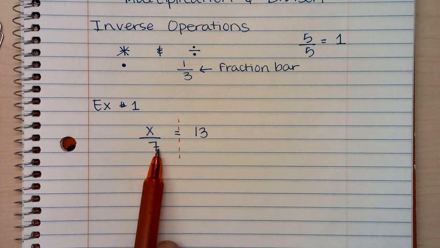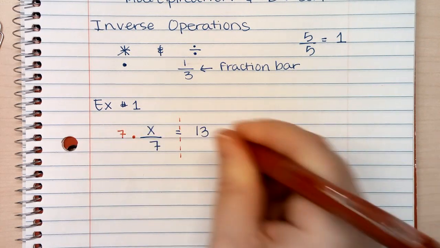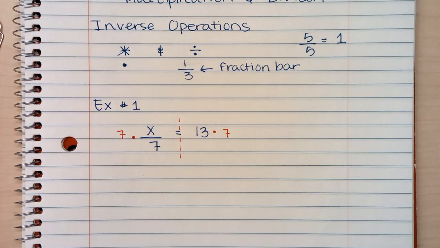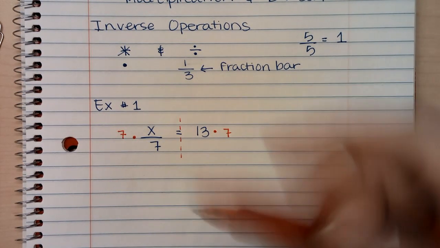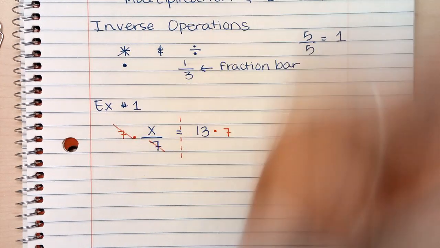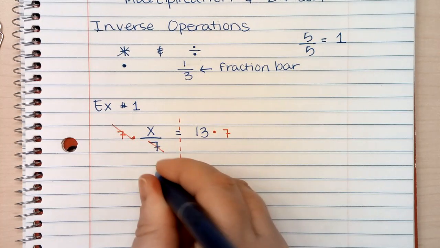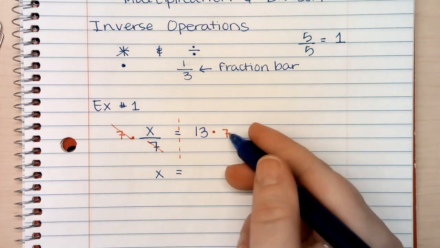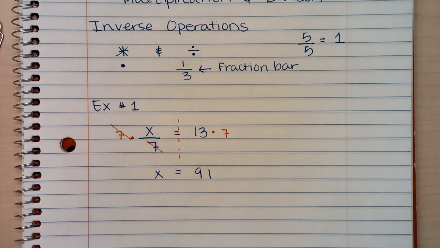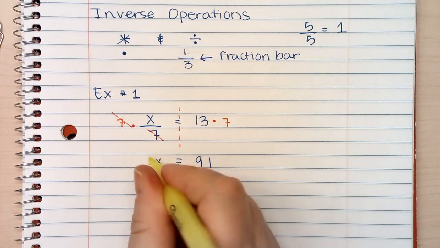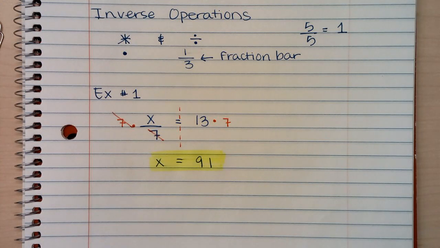So if we have x divided by 7, we know we need to do the opposite. We need to multiply both sides by that 7. When I do that, multiplying by 7 and dividing by 7 gives me a 1, and I don't need a 1, so I can just cancel them out. They undo each other. And I will bring down my x equals 13 times 7. You can use your calculator. I happen to know it's 91. We solved for x. We know the solution. It's isolated. I'll highlight my answer. Nicely done. All right.